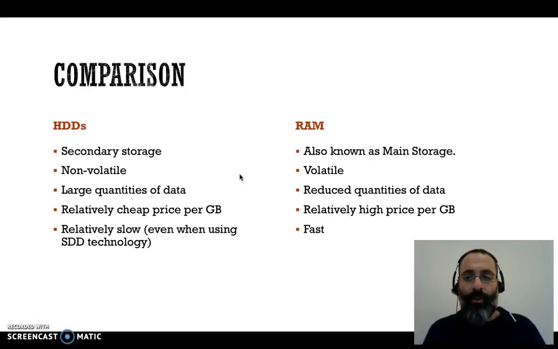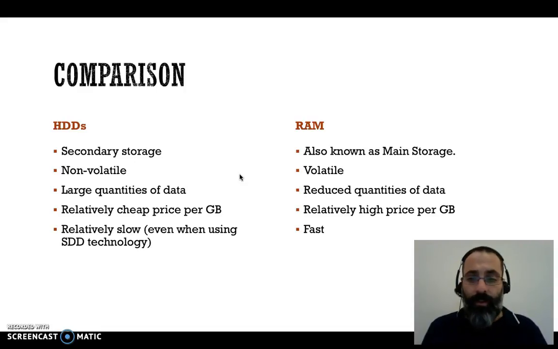Okay, so for the sake of comparison, let's speak about both kinds of storage, and I hope you will understand the differences. First of all, hard disks are called secondary storage. They're called secondary storage because RAM is our main storage. Remember, it's the first place our computer goes to fetch information. Then, hard drives are non-volatile. That means that when we turn off the computer, the information is still there, whereas RAM is volatile.